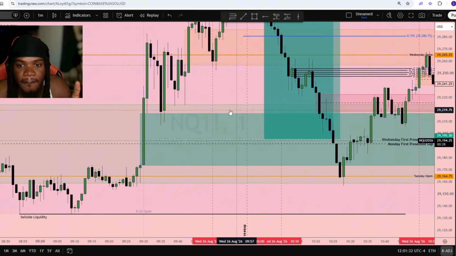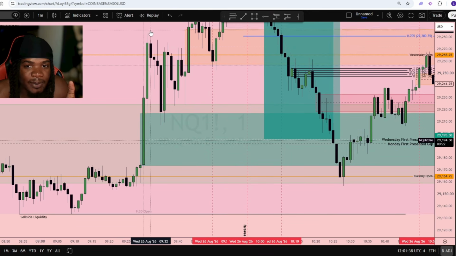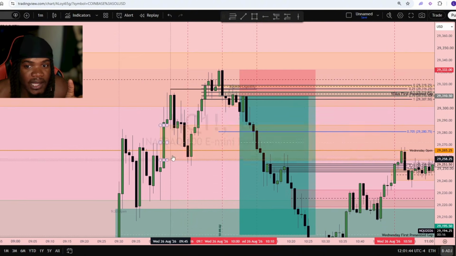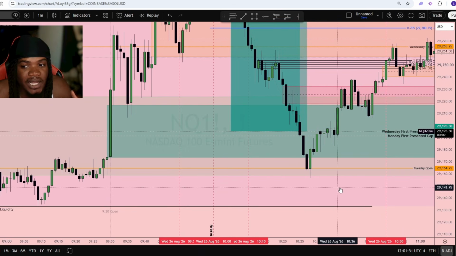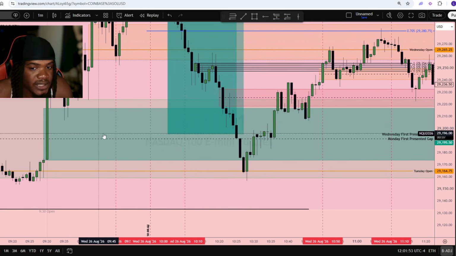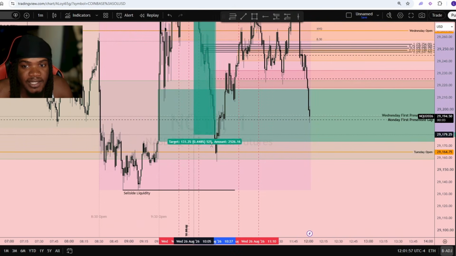That's my target. Why? Because we never hit the 50% of that first presented gap. They came down into it after they expanded up at 9:30 and came back down. They touched it here, failed to close inside of it, and then the market just rallied up to touch and do what they wanted to do up here, right? But us knowing that the market is most likely going to be bearish, we can trade to the 50% of this fair value gap. Your second target could be these lows, right?